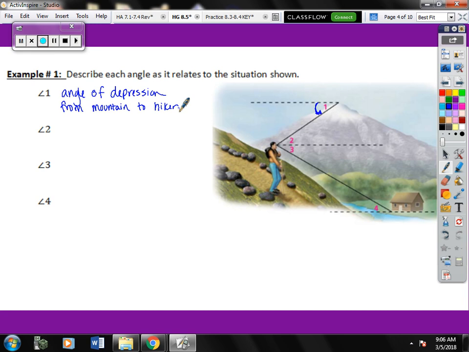Angle 2. Do we think that's an angle of depression or an angle of elevation? What do you think? Joseph, what do you think? Angle 2. Elevation. Elevation. This one goes from a horizontal line of sight up to the peak of the mountain. So this would be elevation. And this would be from the hiker up to the mountain. I'll just abbreviate mountain with MT.